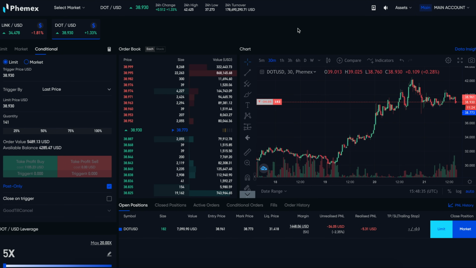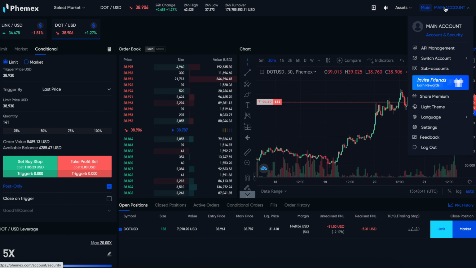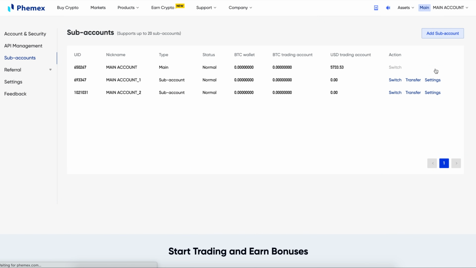Another interesting feature to Phemex is you can actually add multiple sub accounts. So if you come up here and click where it says main, I've called it main account. You can call it literally whatever you want. And you come down to sub accounts, you can see right here, you can create up to 20 sub accounts.